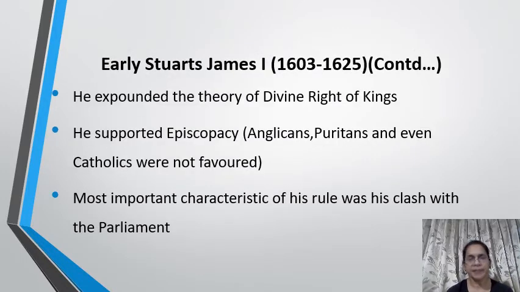Now, James I expounded the theory of the divine right of kings, and this is basically what all the other Stuart monarchs did. He supported something called Episcopacy. Episcopacy basically was the rule of the bishops. He did not even favor Anglicans, Puritans, and Catholics. He was extremely intolerant of all these others. And very importantly, the most important characteristic of his rule was his clash with the Parliament.